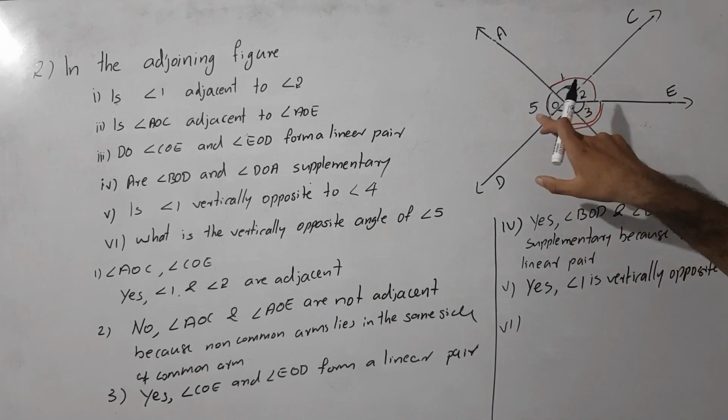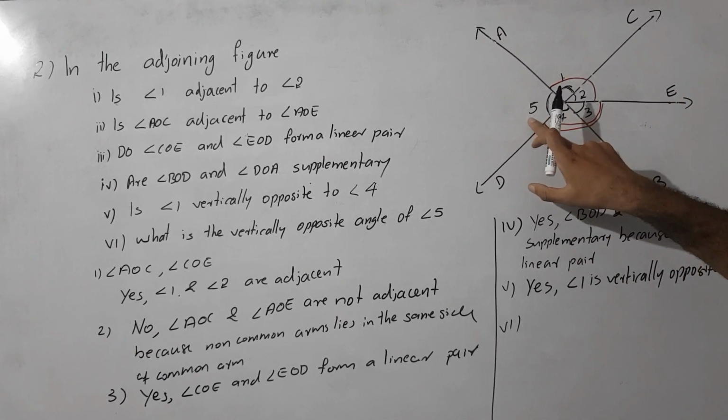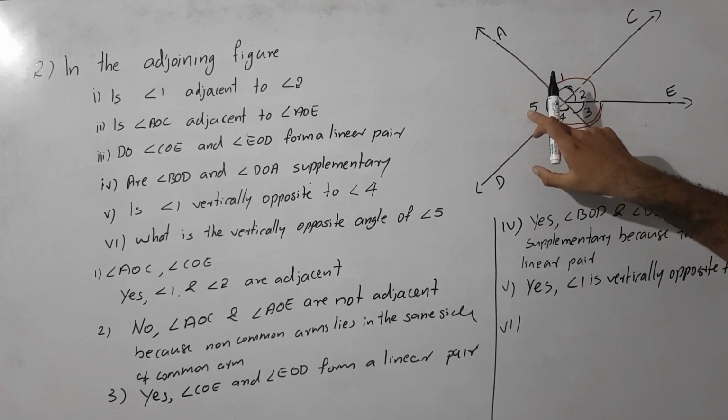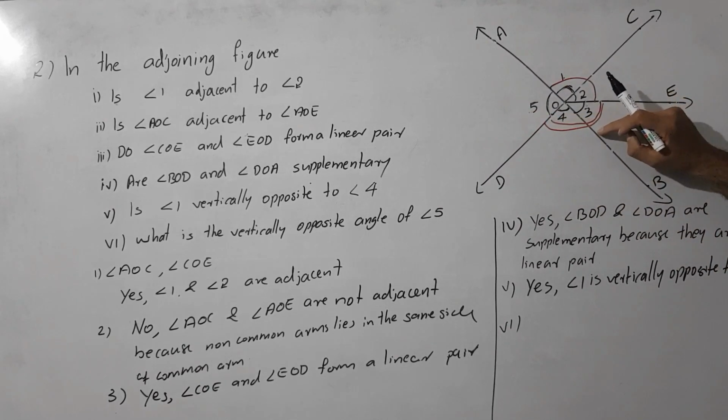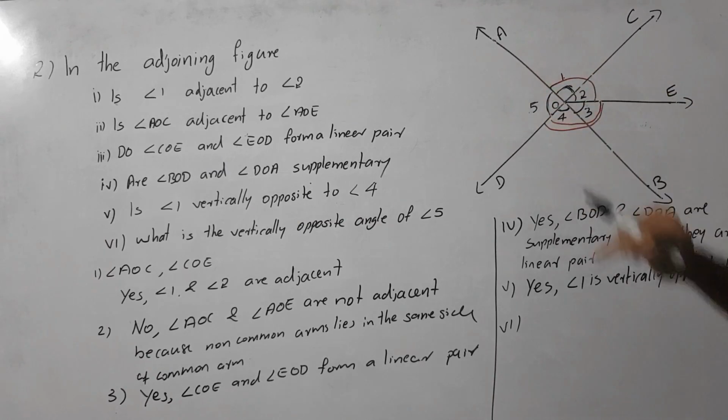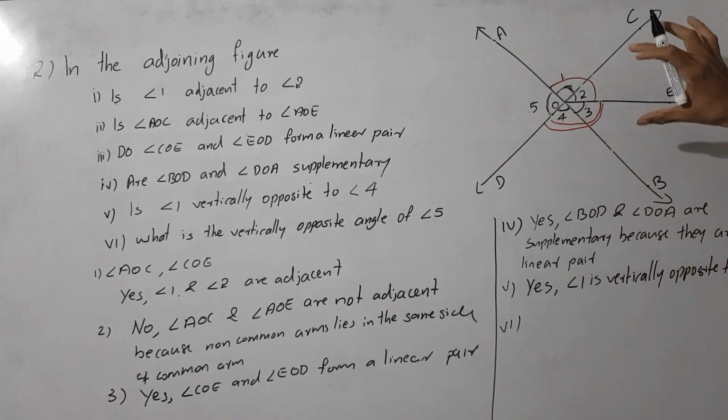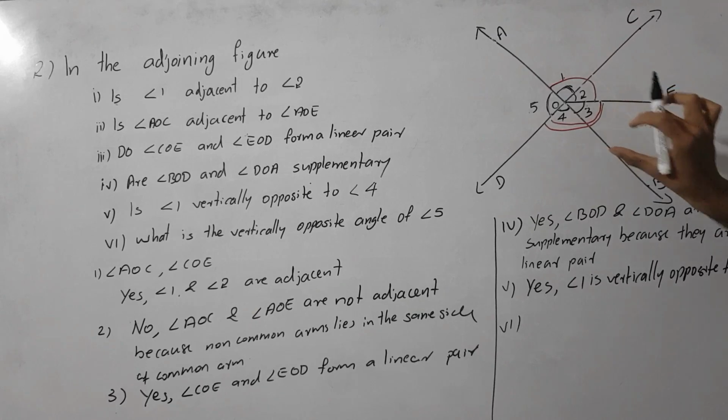Then how do we get the vertically opposite angle of 5? We must start from the line AB and mark in between the two lines AB and CD. Where do we want to mark? We want to mark in between the lines CD and AB.